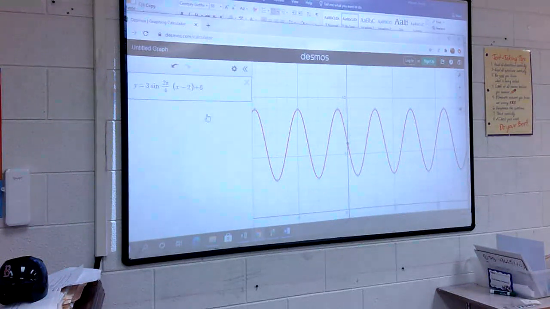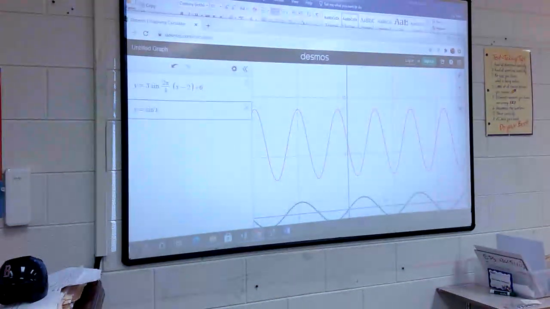I'm going to give you a regular sine graph. Let's type in y equals sine of x. So you see what happens. Y equals sine of x is usually right here. It's moved this graph to the right by 2, that minus 2. The plus 6 has made it where instead of crossing at 0, 0, it crosses at 6. And then you see these are much taller.